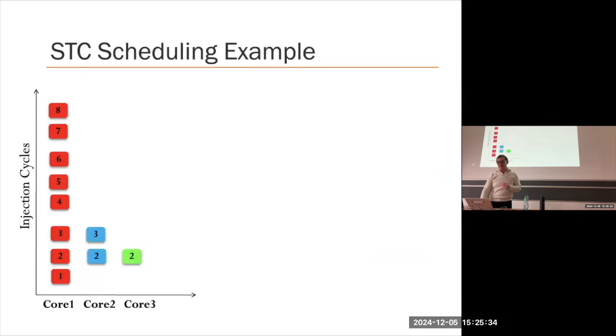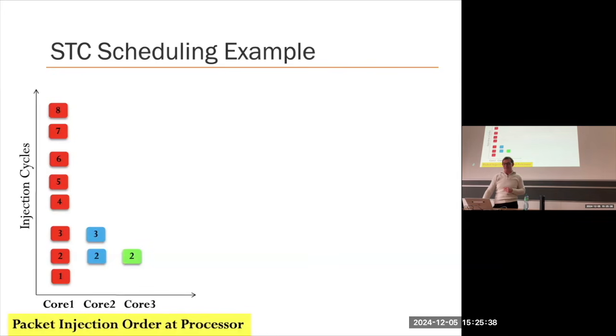Okay, so I'm going to give you an example of this sort of, we call it stall time critical scheduling example. So assume that this is the packet injection order at the processor. We're going to look at 3 cores, core 1, core 2, core 3.